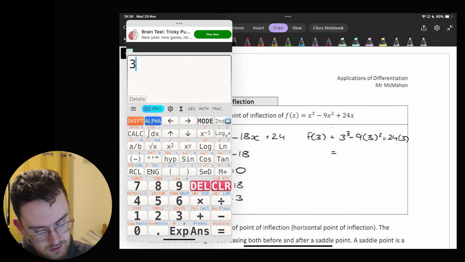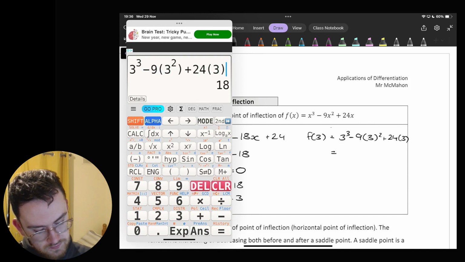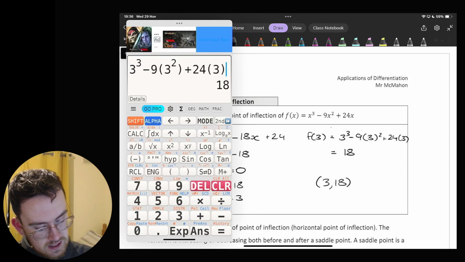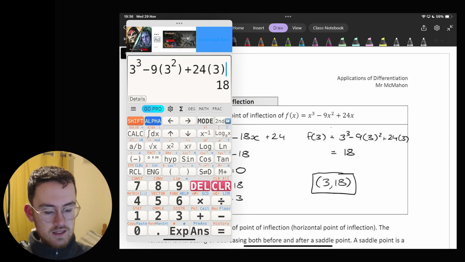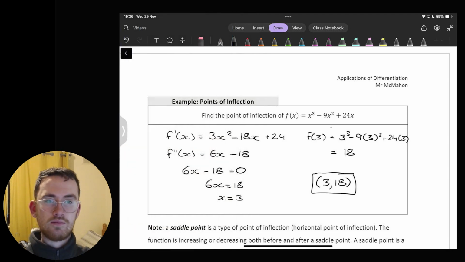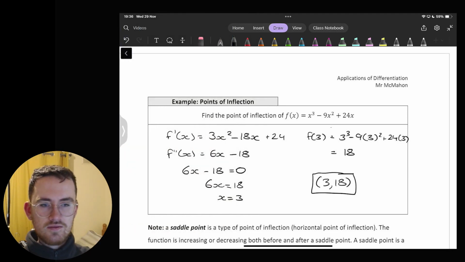And let's just give that one a look. So 3 squared minus 9 by 3, let's move that down just to make sure, by 3 squared plus 24 by 3 gives me an answer of 18. So my point of inflection is the point (3, 18). On that curve, that is the point where my curve would begin going from concave up to concave down.